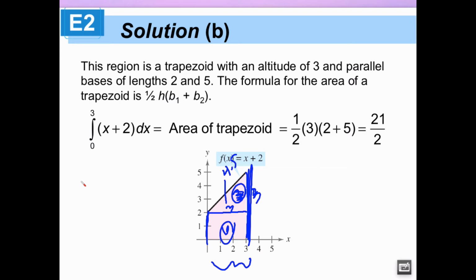So again, use whatever method you want. All right, next problem. The square root of 4 minus x squared. What does that look like?